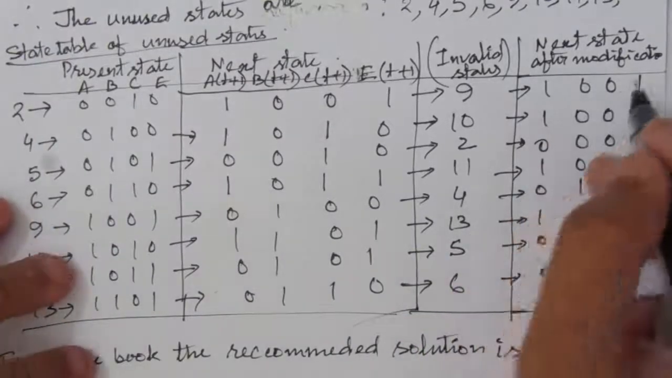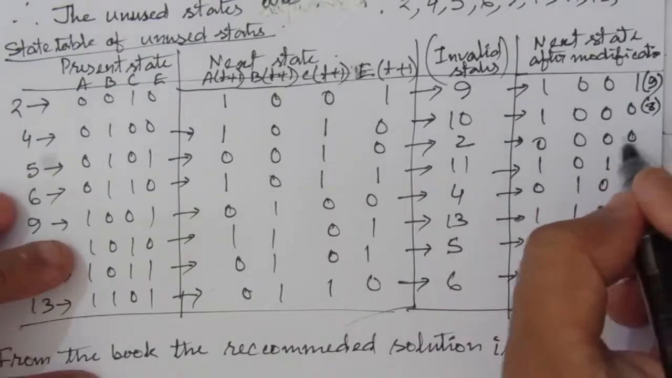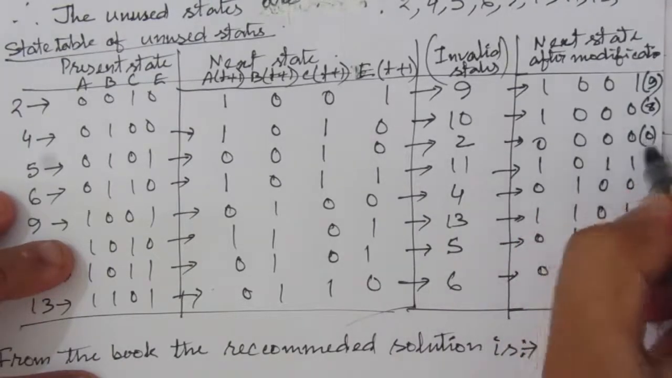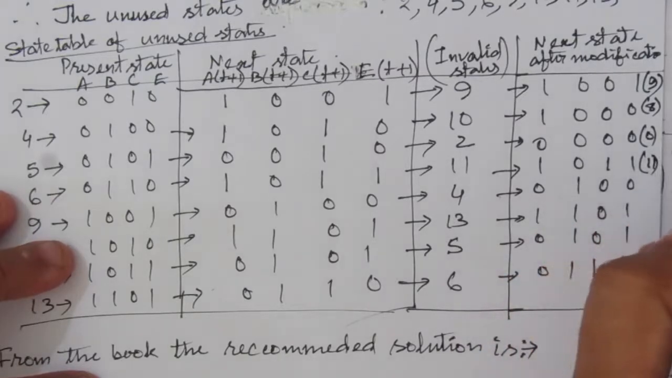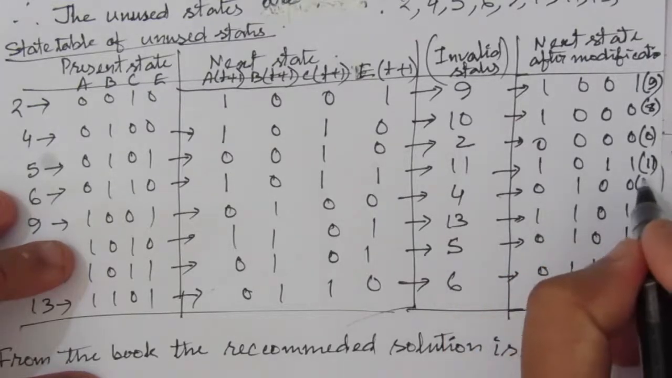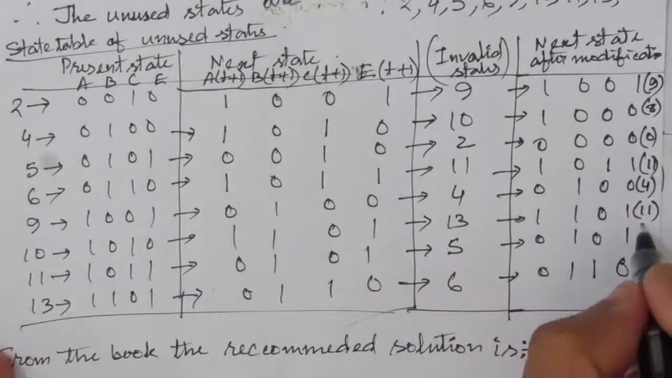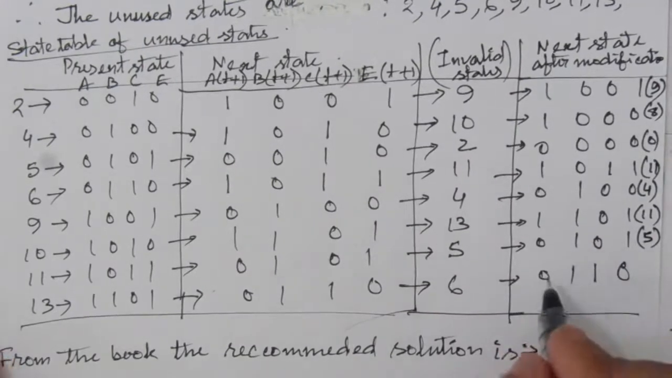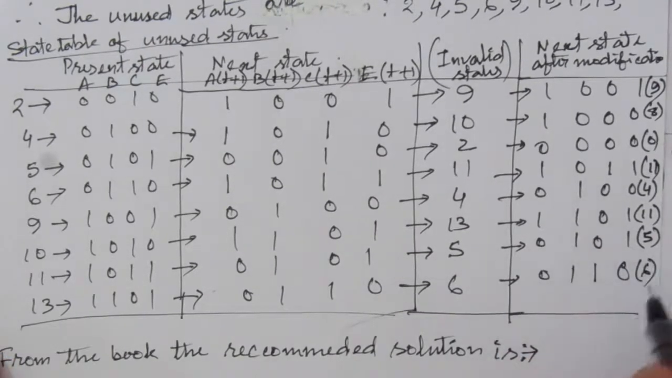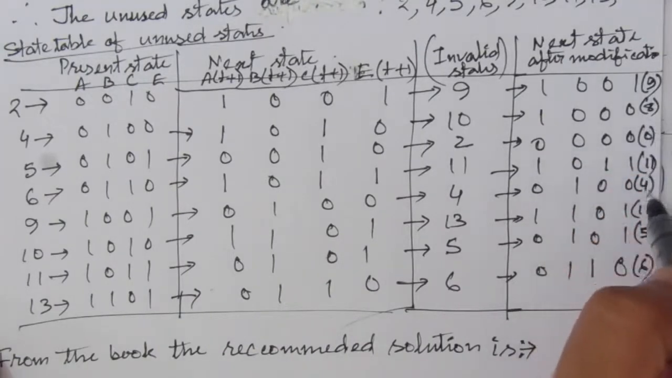So this value is nothing but this is 9. Next we have this one is 8. Next we have this is 0, 0, 0, 0, so 0. So this one is 1, 0, 1, 1, this is 11. This is 0, 1, 0, 0, this is 4. This one is 8 plus 2 plus 1, so it will be 11. Next we have this is 1, 0, 1 means 5. This one is 0, 1, 1, 0, this is 6. Okay, so the next state values are 9, 8, 0, 11, 4, 11, 5, and 6.